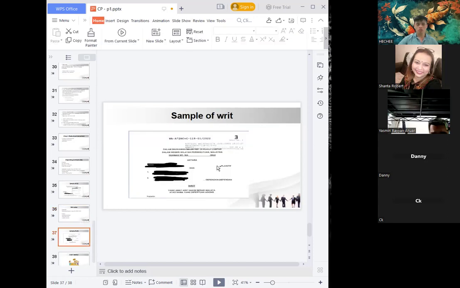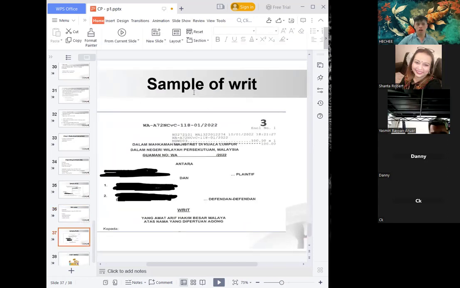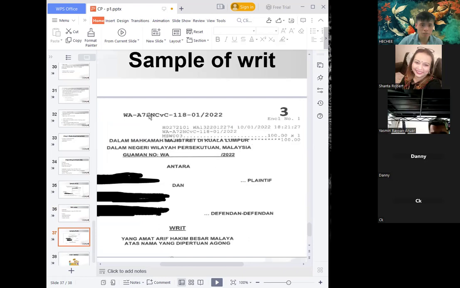So for your understanding, I have a sample of a writ in this slide. As you can see, this is your case number. Your case number will be subject to the state. Since this is a KL court case, it's the same as your car plate number. It starts from W.